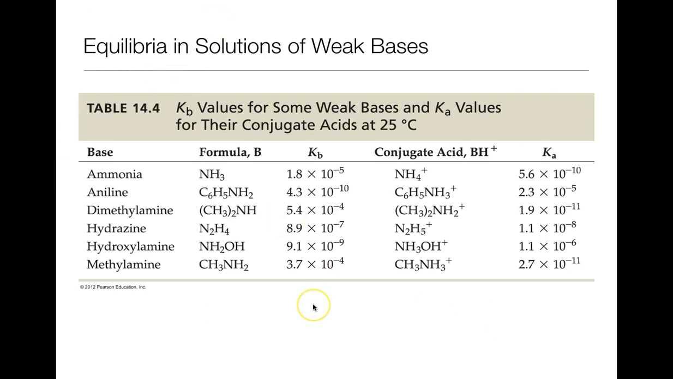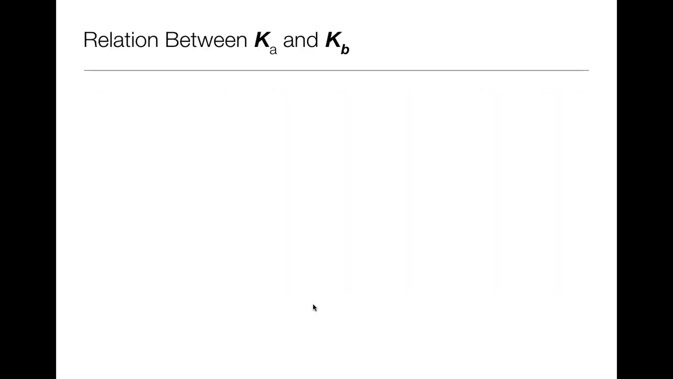I guess we have no pointer for this lecture, so it's all going to be through voice. What I'm trying to point at is the Kb value of ammonia, which is 1.8 times 10 to the negative fifth. We're going to see its relationship to its Ka of 5.6 times 10 to the negative 10th. So what is the relationship between the acid dissociation constant Ka and the base dissociation constant Kb?